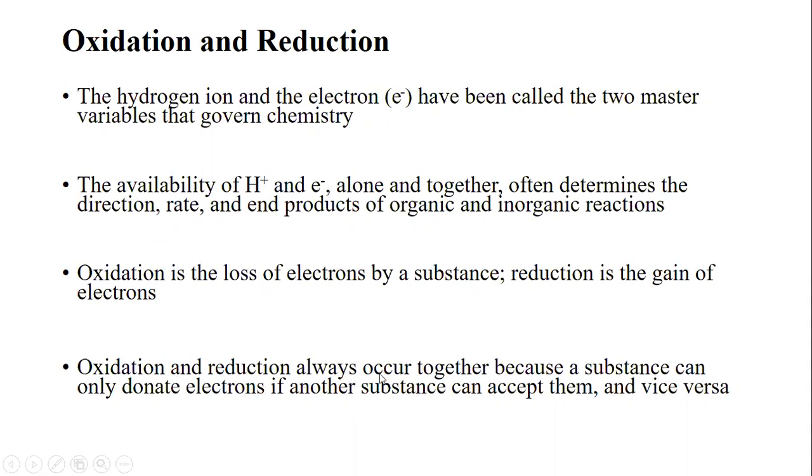Oxidation and reduction always occur together because a substance can only donate electrons if another substance can accept them, and vice versa the other way. So, of course, you cannot have oxidation without reduction or reduction without oxidation, because we talk about loss and gain of electrons. You don't lose an electron unless another substance is going to gain it or accept it.